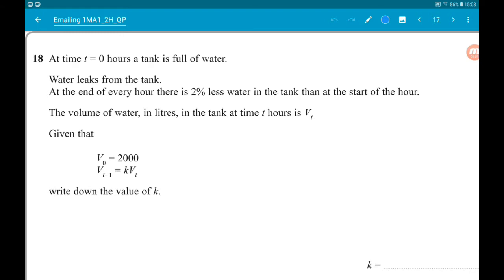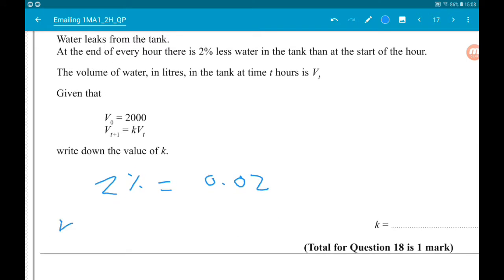Okay, so it's pretty much compound interest or depreciation. So the amount of water is decreasing by 2% per hour, so 2% is 0.02. So K then is 1 minus 0.02, or 100% minus 2%, which gives us 0.98.